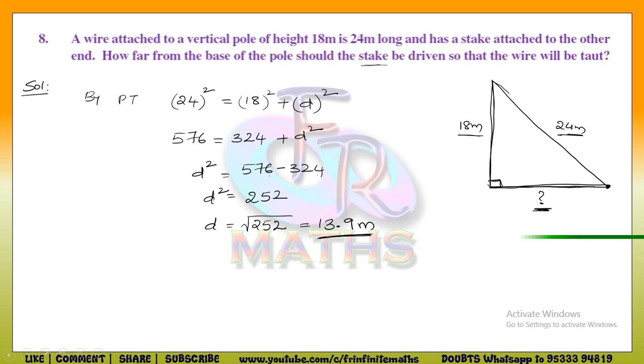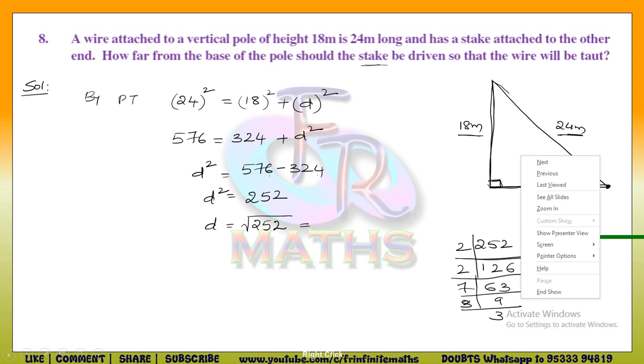Okay, so likewise you can consider the values. Otherwise, for 252, if you do the prime factorization, how can I write this? With the 2 table, 2 times 6 is 12. Next, 2 times 3 is 6. Next, 7 times 9 is 63. Next, 3 table, 3 times. Then how can I write this as the square root of 2 into 2 into 7 into 3 into 3?